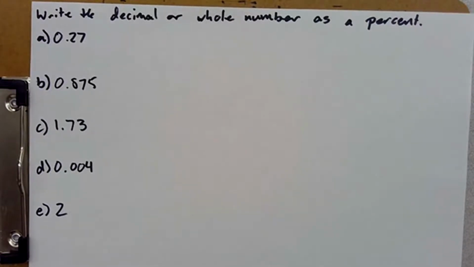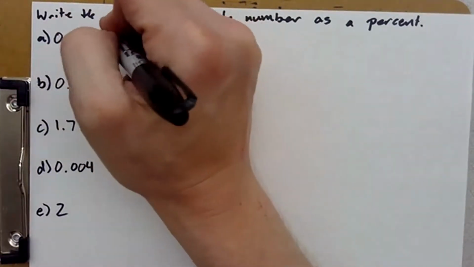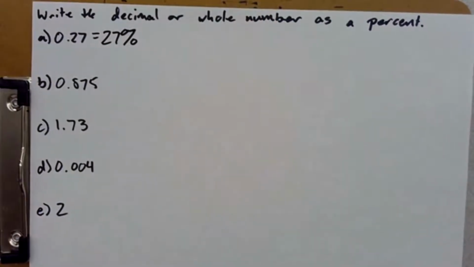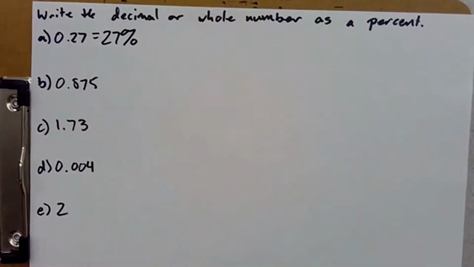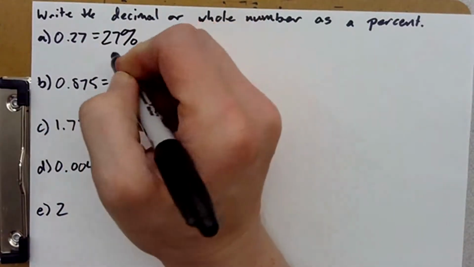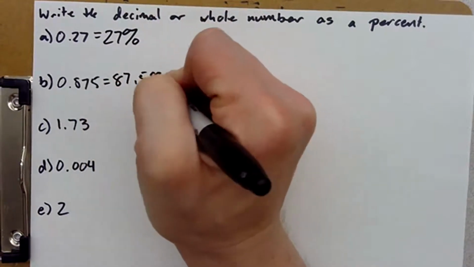We're starting with 0.27, and it's really easy to write anything as a percent if it has 2 digits past the decimal point. All we have to do is take those 2 digits and write a percent at the end, because 27 hundredths is equal to 27%. If it has more than 2 digits past the decimal point, we can do the same thing, except anything after the second digit has to go after a decimal point. So this is 87.5%.